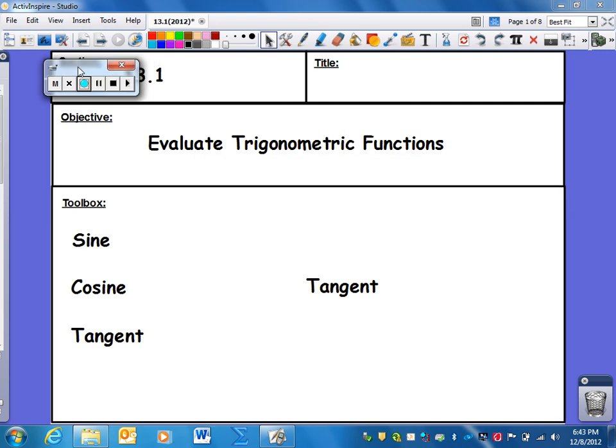Okay, class, we'll see how this goes for you. We're going to start chapter 13, section 13.1, and our objective for today is we're going to evaluate trig functions.